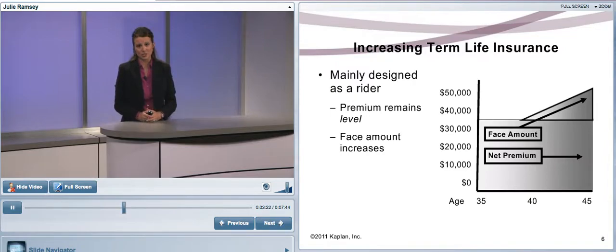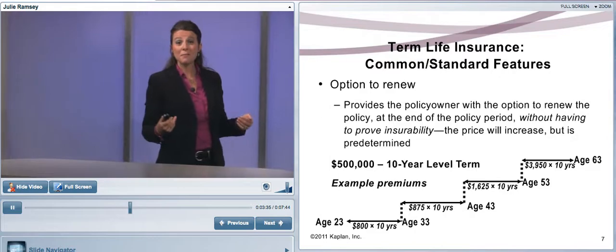Typically, increasing term is designed as a rider. That means it piggybacks onto another policy. So you can't usually have an increasing term rider on its own as a separate policy. It's typically a rider. Some common features.